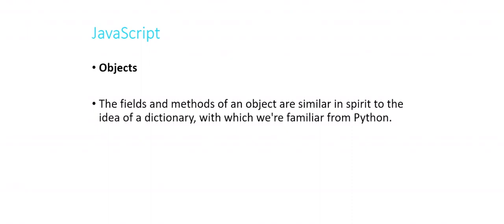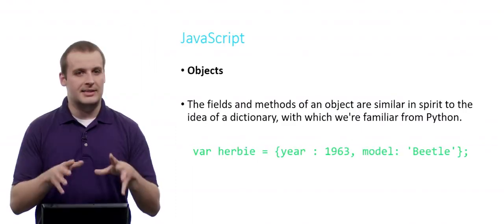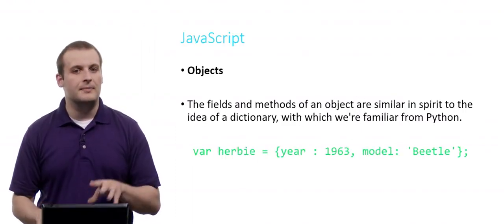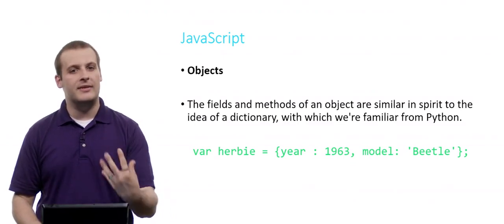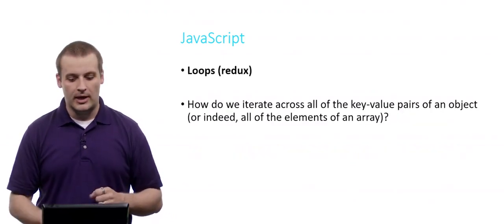The fields and methods of an object are really similar in spirit to the idea of a dictionary, which you may be familiar with or recall from Python. So we could, for example, have something like this. var Herbie equals curly braces, now not square brackets, it's curly braces, and then a comma-separated list of key value pairs where year: 1963 is sort of like saying Herbie.year equals 1963 in C, and Herbie.model equals Beetle. This is akin to how we would do the same thing in JavaScript by creating an object and giving it a couple of properties right away.